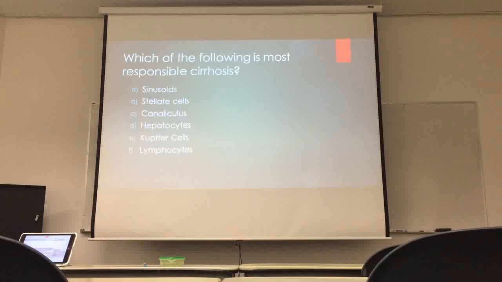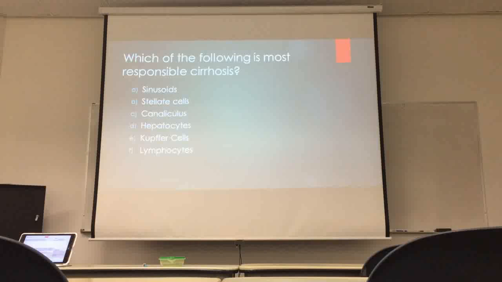Which of the following is most responsible for cirrhosis? Stellate cells, those are the Ito cells. Why? They have the vitamin A and they also signal for the fibrosis. Good, so it's a fibrotic reaction. What are your sinusoids doing, just in general? Filtering. That's where all the blood filtering pools in, and you have a good surface area.